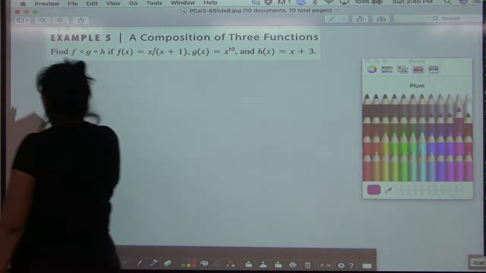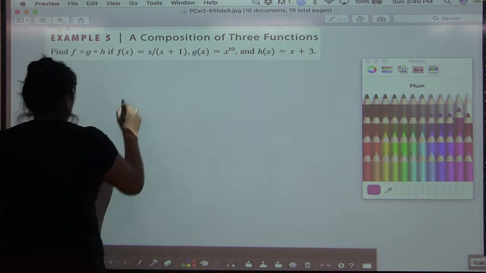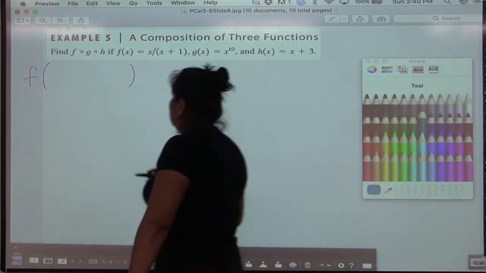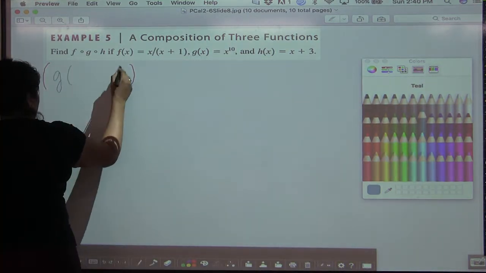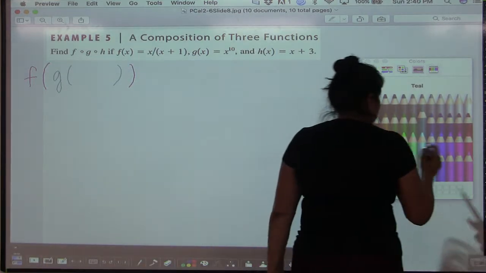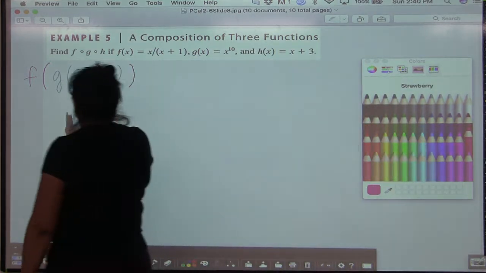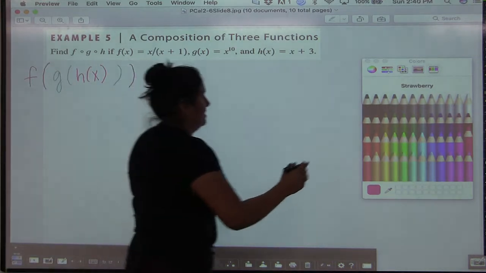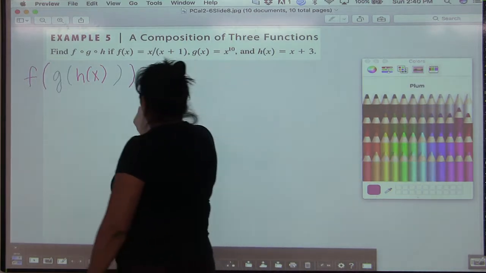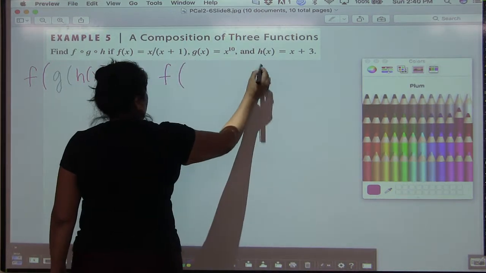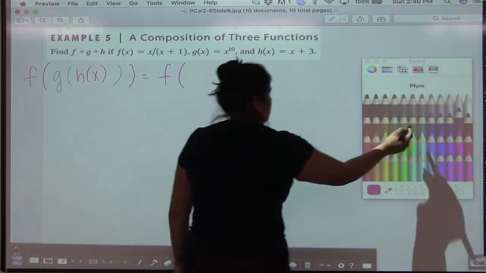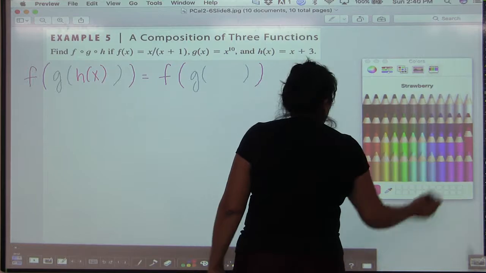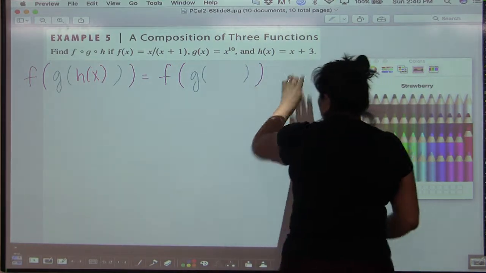So I'm going to do that. I'm going to go f of something, right? And then inside of that, we're going to have a g of something. And inside of the g, we're going to have h of x. All right? And this is nice because now we can go, okay, f of, and then g of, and instead of putting h of x, we replace h of x with what it is, which is x plus 3.